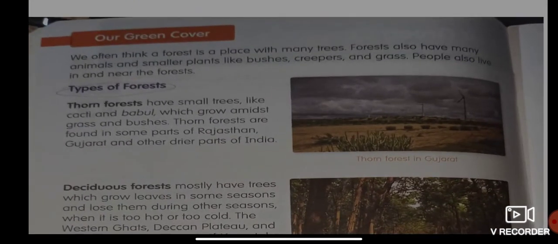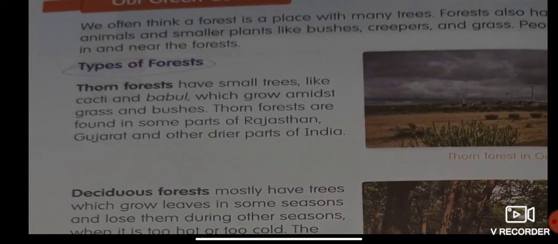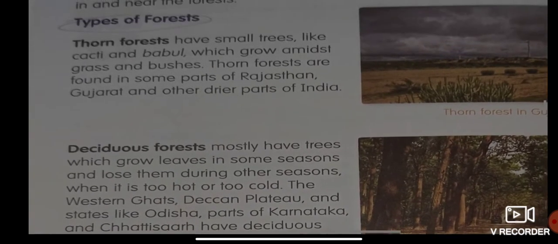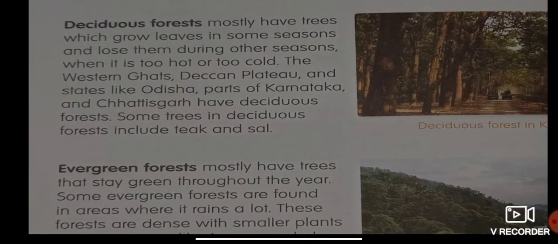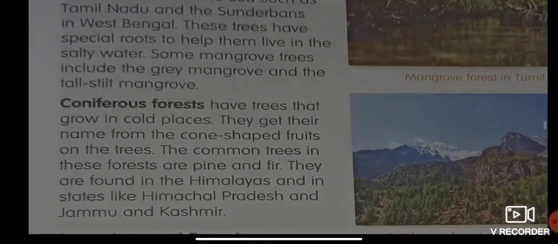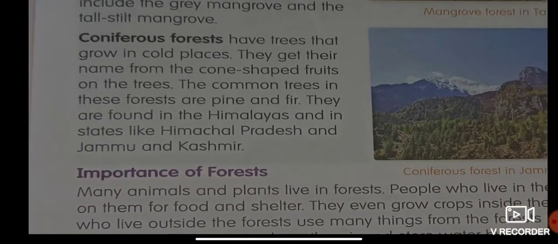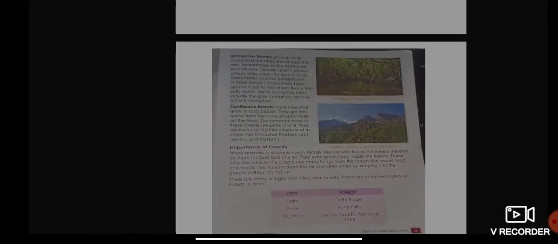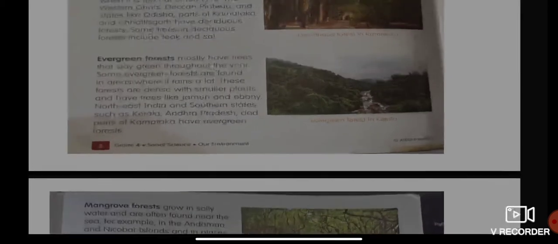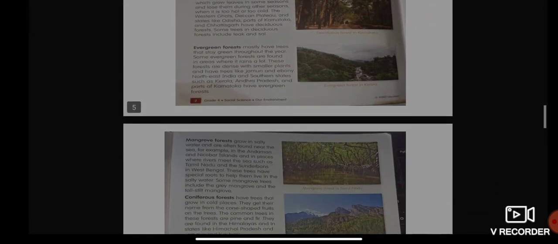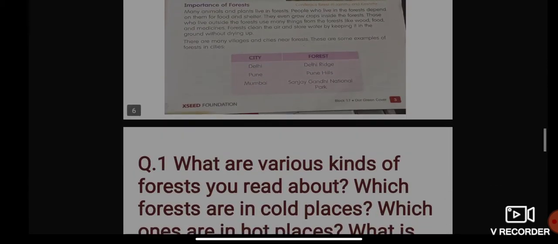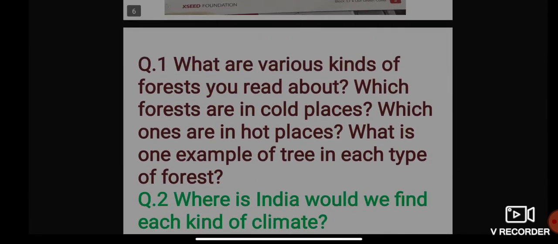With time limitation, I'm not going to read for you. So what I want you to do is go through one after the other, thoroughly. What is thorn forest? What is deciduous forest? What is evergreen forest? What is coniferous? What is mangrove? Please take time and read your textbook for that purpose. After you are done reading, you can pause the video and read the textbook for a moment. After you are done, here is a question for you.